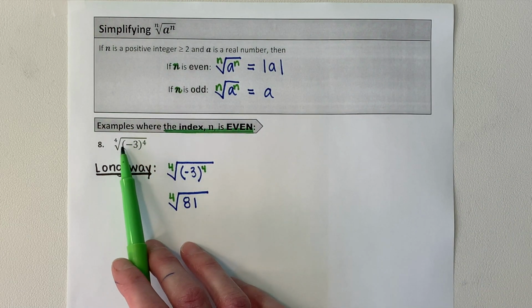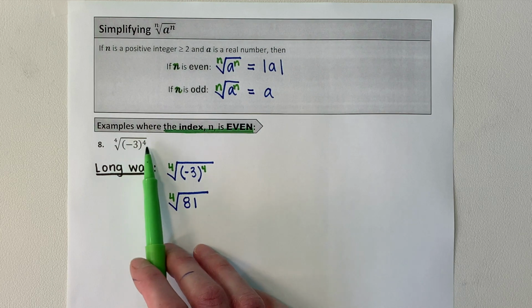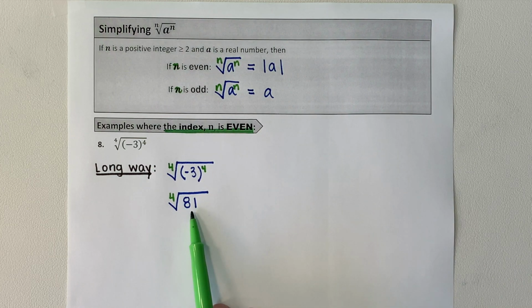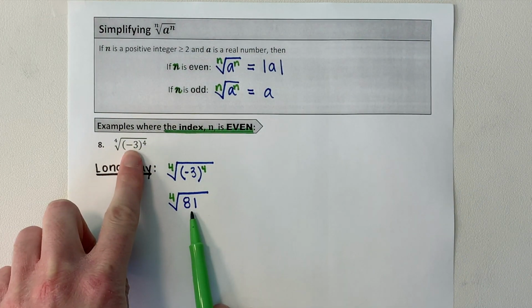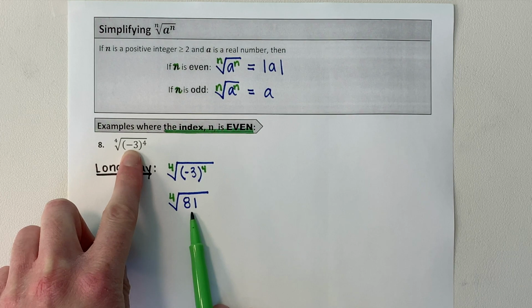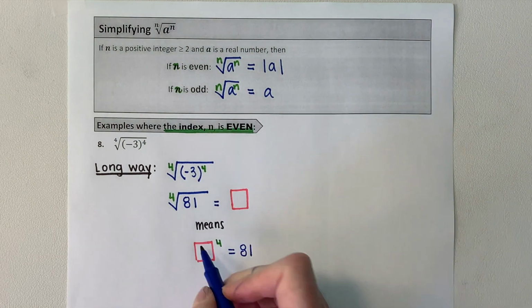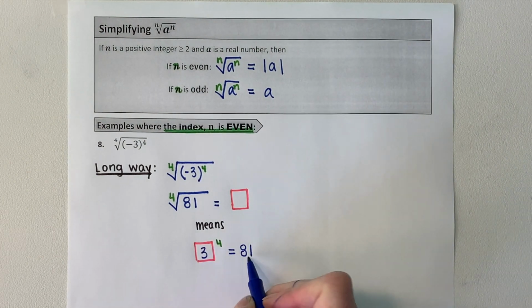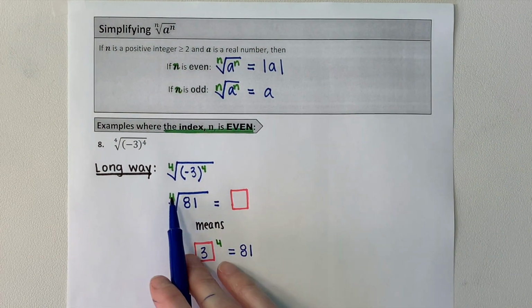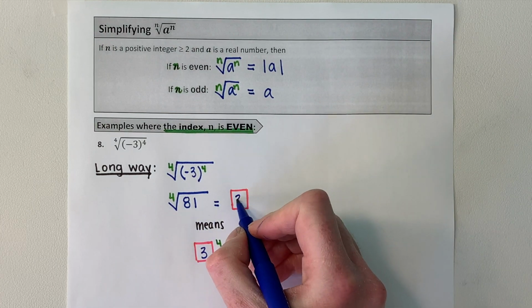The radicand is this whole expression underneath the radical, negative 3 to the 4th. And if you actually compute negative 3 to the 4th, you get positive 81. So when we actually compute the radicand, it's a positive number here. So we are going to have a solution here. Now to compute this the long way using those pink boxes, you'll find that 3 to the 4th equals 81. So that means that the 4th root of 81 is equal to 3.